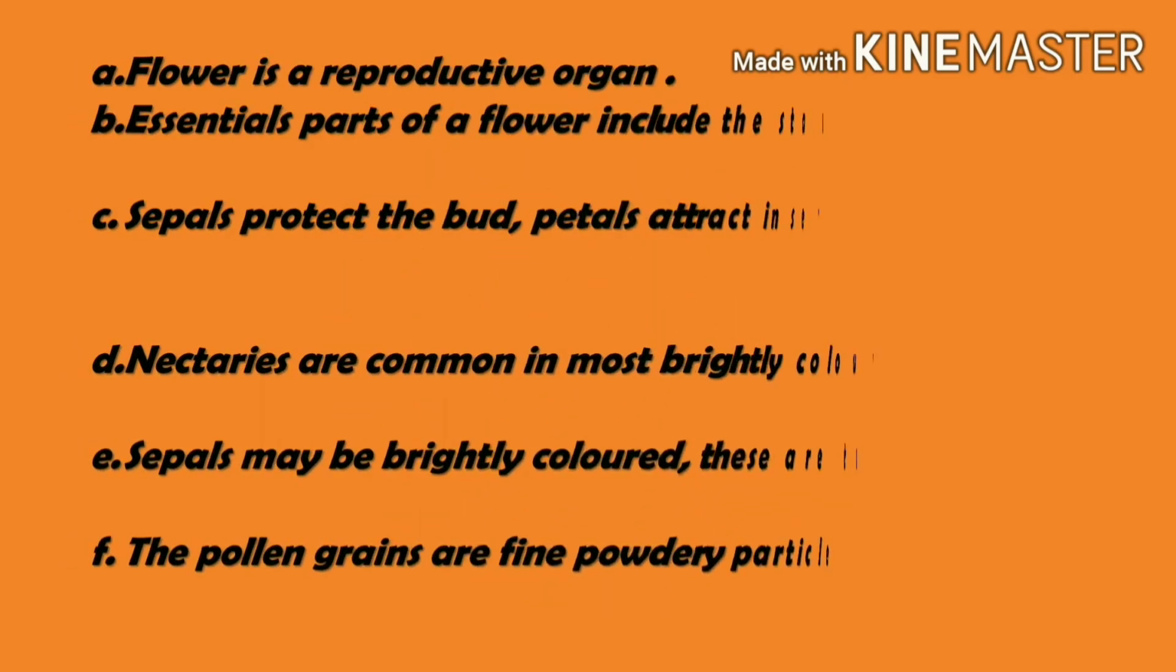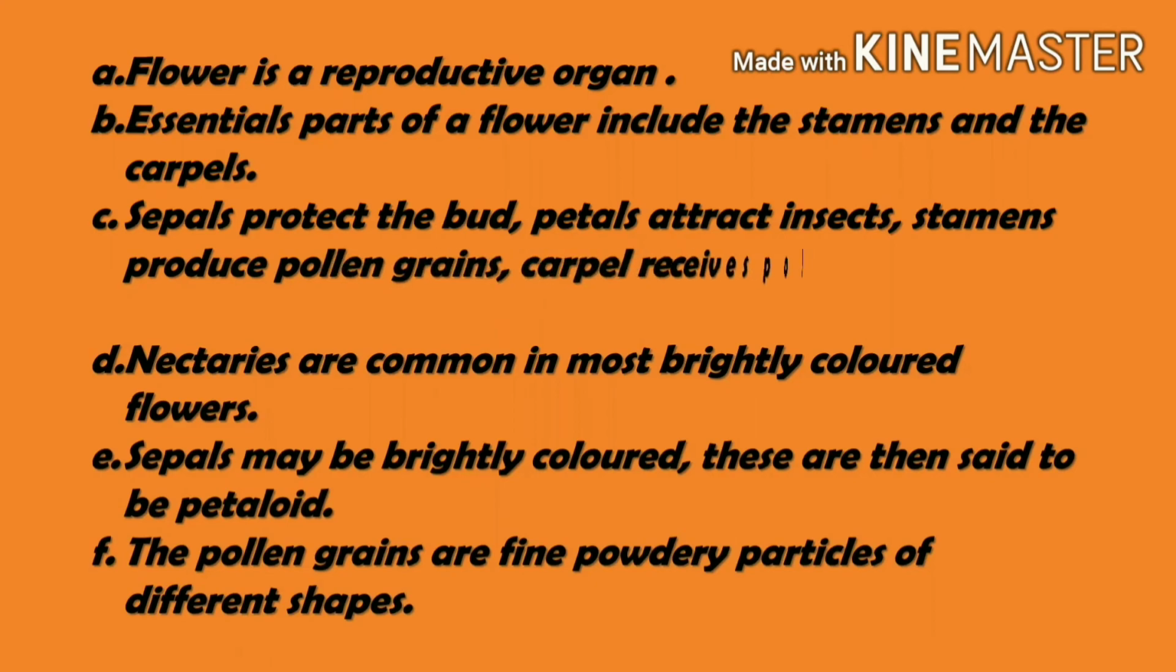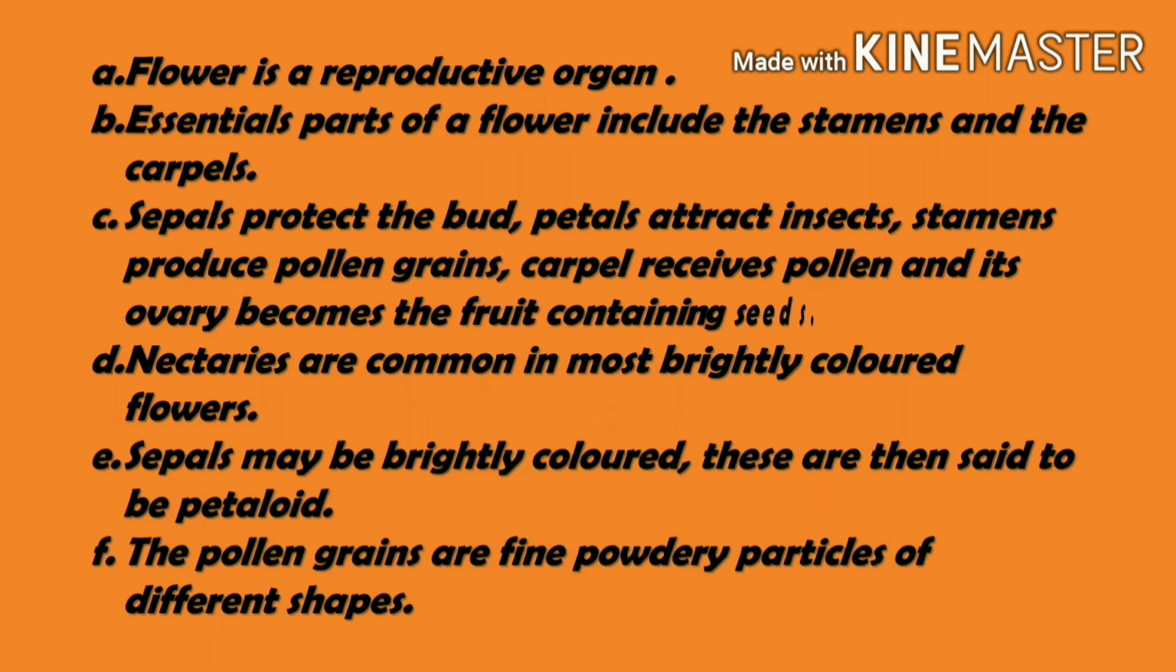Points to remember. Let us see the points which we should remember. Number A. Flower is a reproductive organ. Number B. Essential parts of a flower include the stamens and the carpels. Number C. Sepals protect the bud, petals attract insects, stamens produce pollen grains, carpel receives pollen, and its ovary becomes the fruit containing seeds.